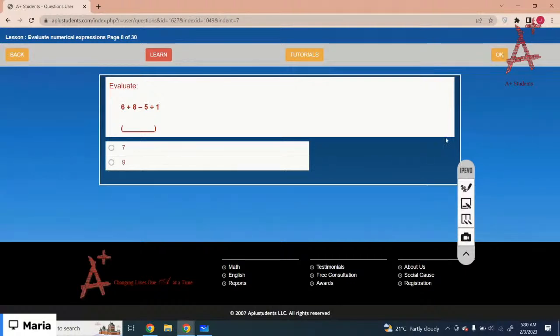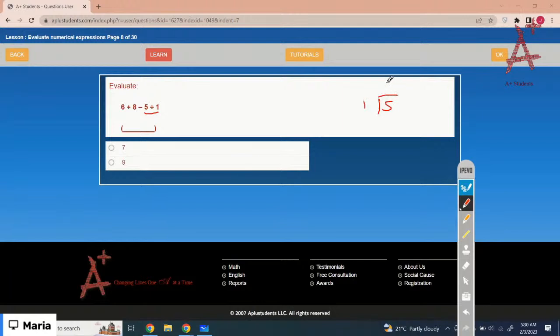Okay, the next one is 6 plus 8 minus 5 divided by 1. So you have to do division first. Got it? 5 divided by 1 is, basically you have to do like this. 1 times 5 is 5. So the answer is 5.